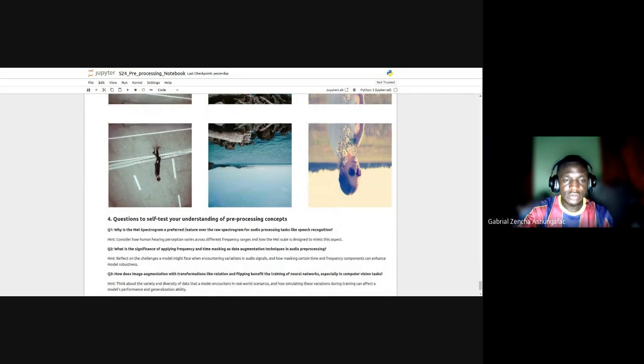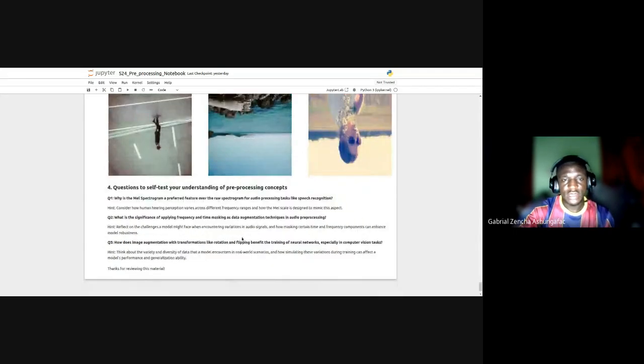And here we have some self-assessment questions to test your understanding of the pre-processing concept. One of them is, ask yourself, why is the mel spectrogram a preferred feature over the raw spectrogram? Think about why we are actually doing this pre-processing. What are we doing? Think about human perception and every other thing. Sometimes the pre-processing steps will involve some domain knowledge, and hence it's important to research your data.